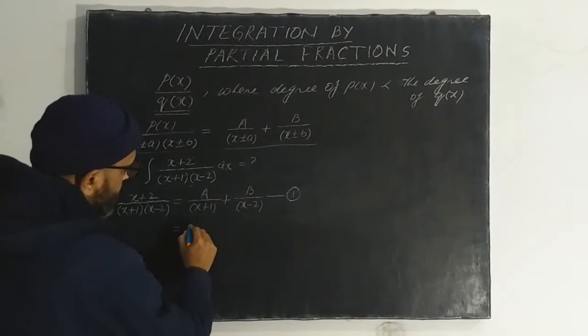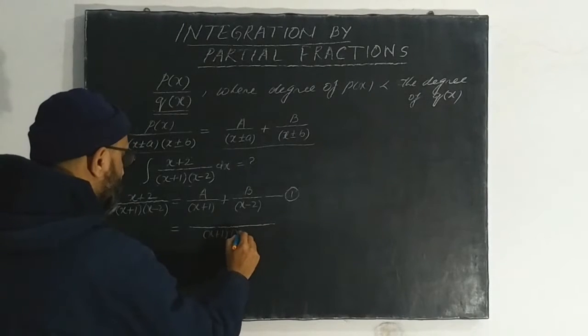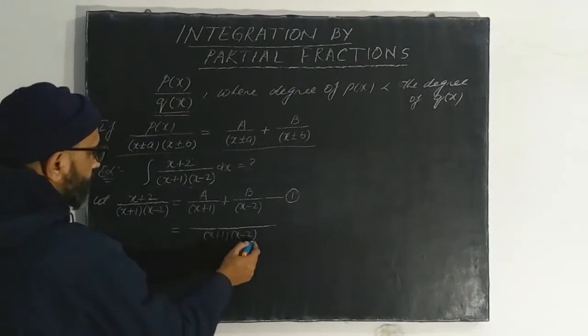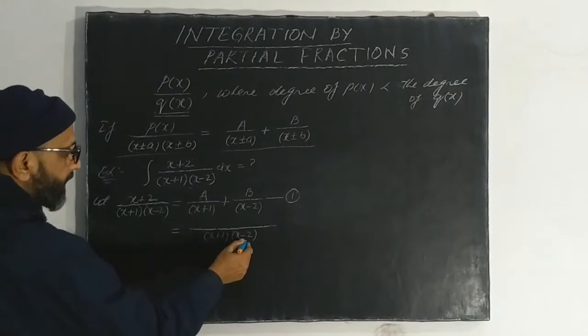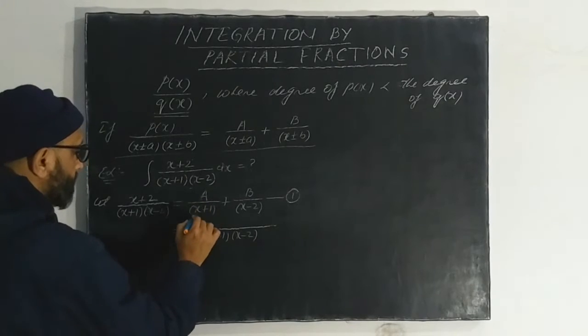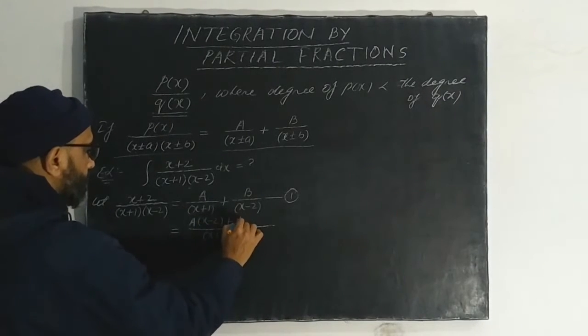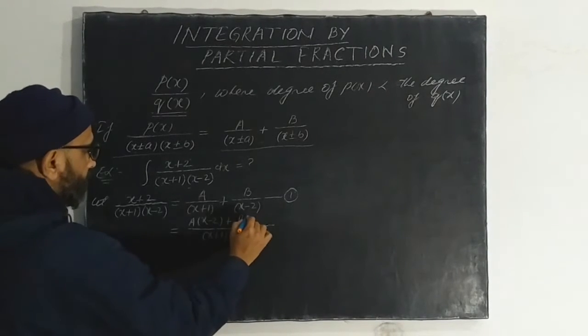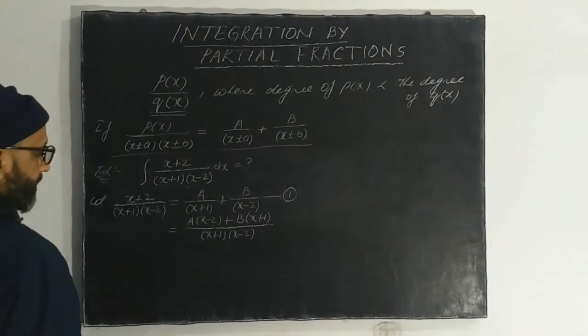Then we take the LCM, (x + 1)(x - 2). Dividing the LCM by this, x + 1 will be cancelled and we are left with x - 2, which will multiply a. So a(x - 2) + b, and here it will be (x + 1). So we have taken the LCM.